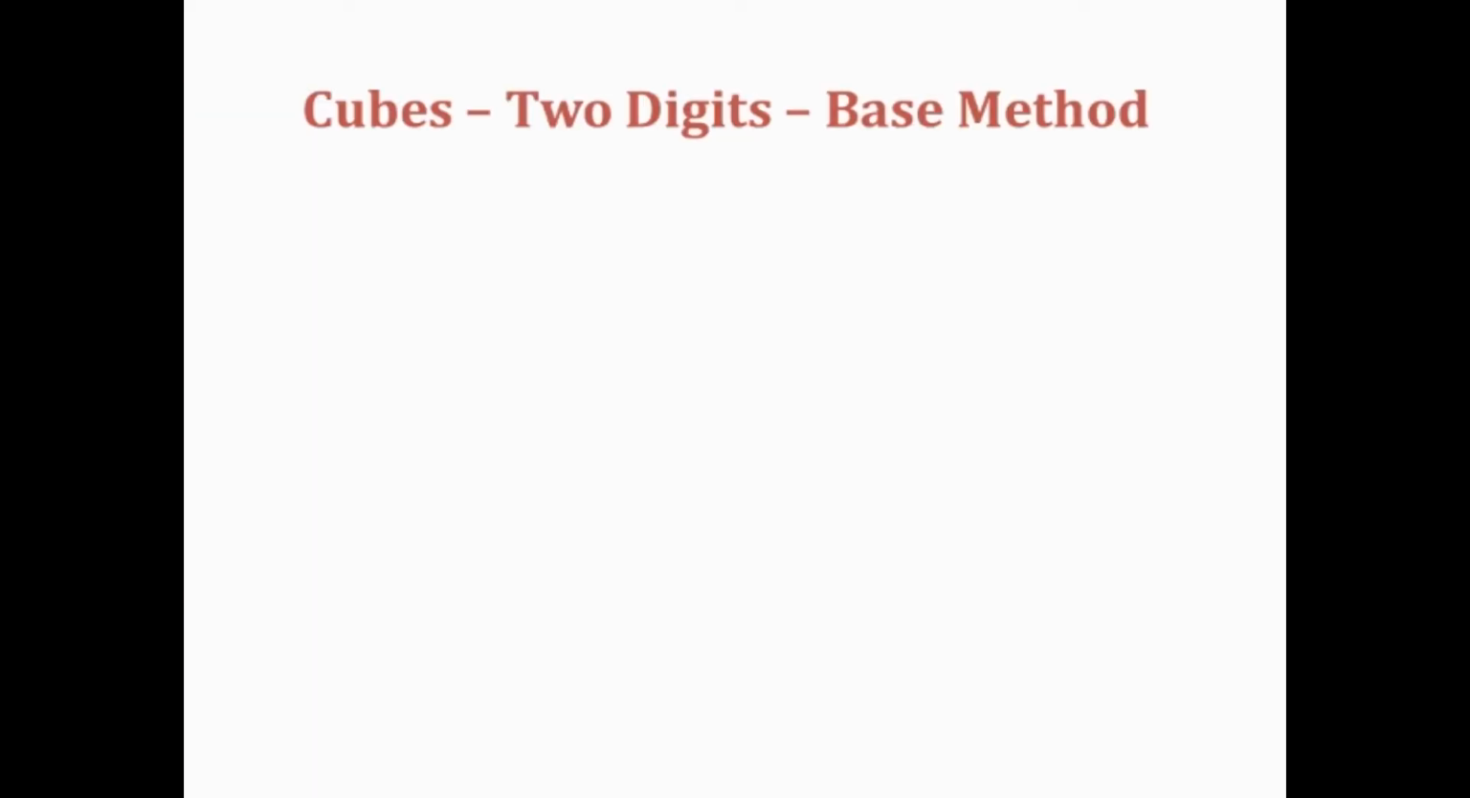In this session, we'll be discussing one more method of finding a cube of a given number. As you remember, we discussed the ratio method in our earlier session. In this session, we'll be discussing a method known as the base method. We are going to see a new method for doing cubes for two-digit numbers. This is known as the base method. Let us start with an example.